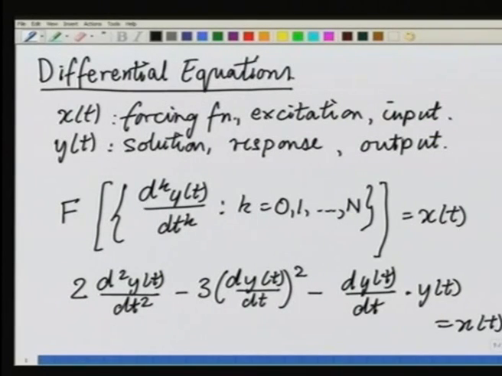Here is a general example. We have the second derivative and the first derivative of y(t), dy(t)/dt and d^2y(t)/dt^2, and we of course have y(t) itself, which is considered to be the 0th derivative. Hence, k equal to 0 is also mentioned in the set of derivatives of y(t) that we will relate to x(t) in the equation. So, this is one particular example of a differential equation involving y(t) with the forcing function equal to x(t).